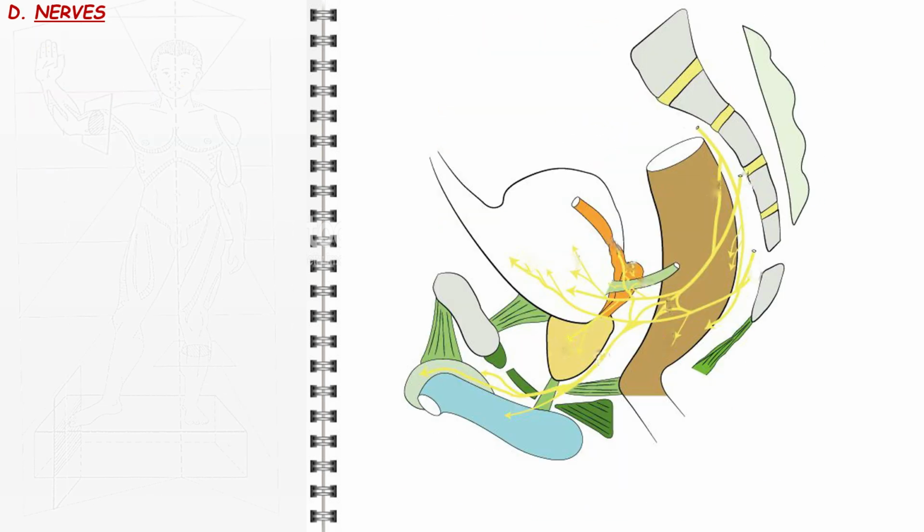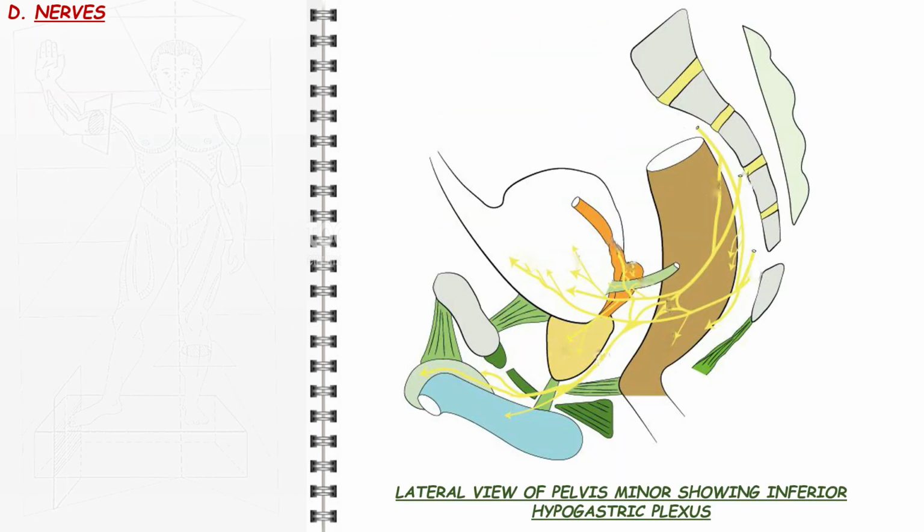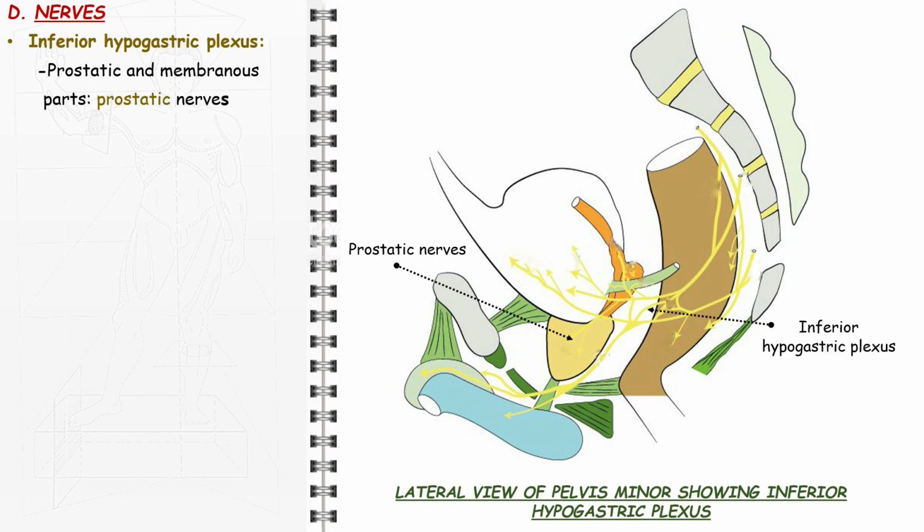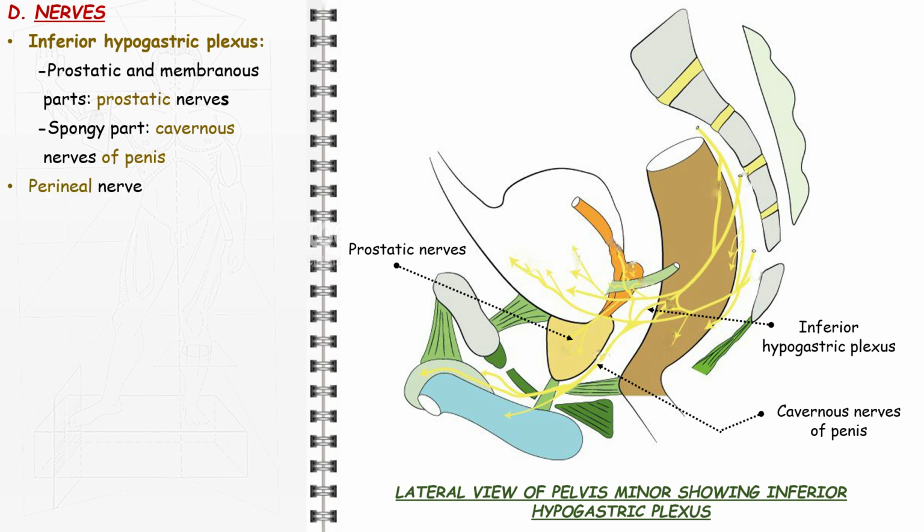The posterior urethra is supplied by the prostatic nerves of the inferior hypogastric plexus and the anterior urethra by the cavernous nerves of penis. The external urethral sphincter is supplied by the perineal nerve, a branch of the pudendal nerve.